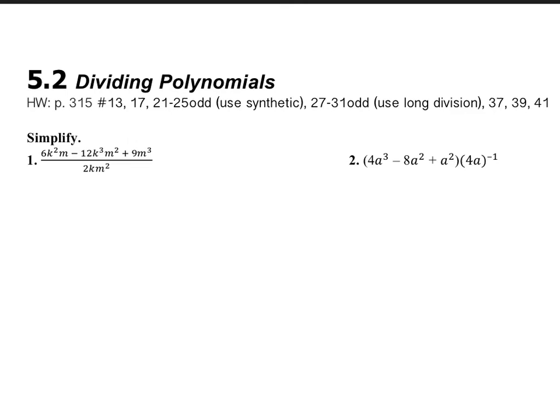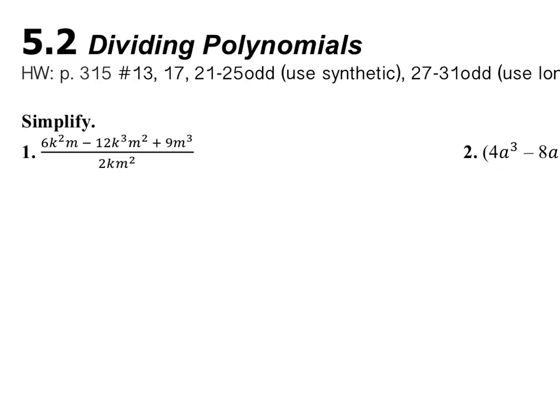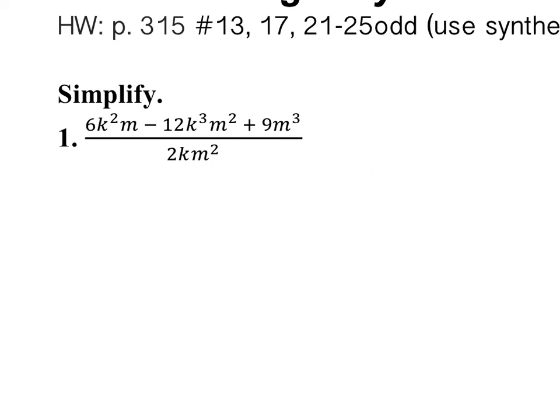At the end of lesson 5.1, we learned how to add, subtract, and multiply polynomials. 5.2, the whole lesson is about dividing polynomials. When you have a polynomial being divided by a monomial, it's pretty easy. You just take everything in the numerator and divide it by the monomial on the bottom.